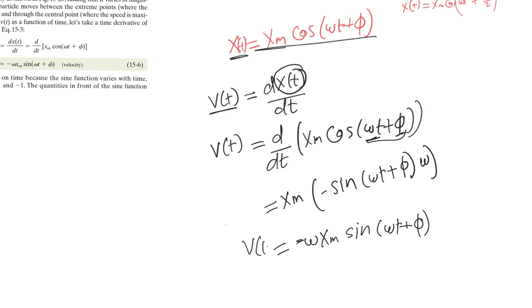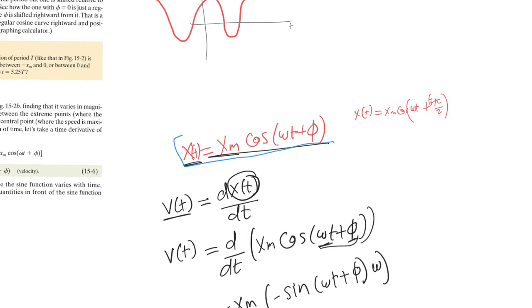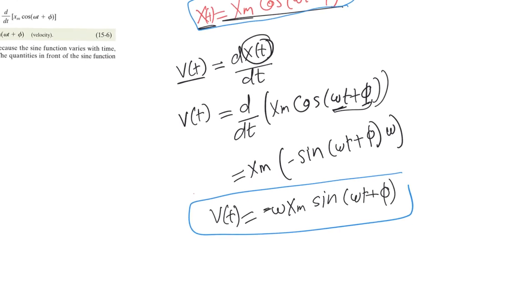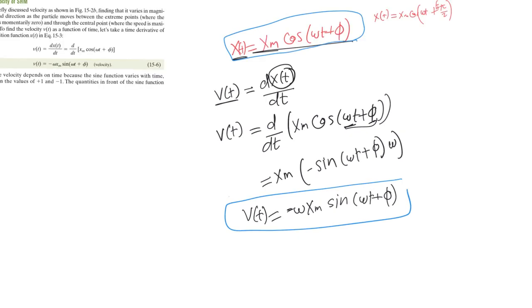This is the velocity of the simple harmonic motion. So you can say here, if the position is xm cosine of omega t plus phi, the velocity will be minus omega xm sine of omega t plus phi. So always when we want to calculate the velocity of the simple harmonic motion, firstly we take the derivative of the position, or the displacement of this particle, with respect to time.